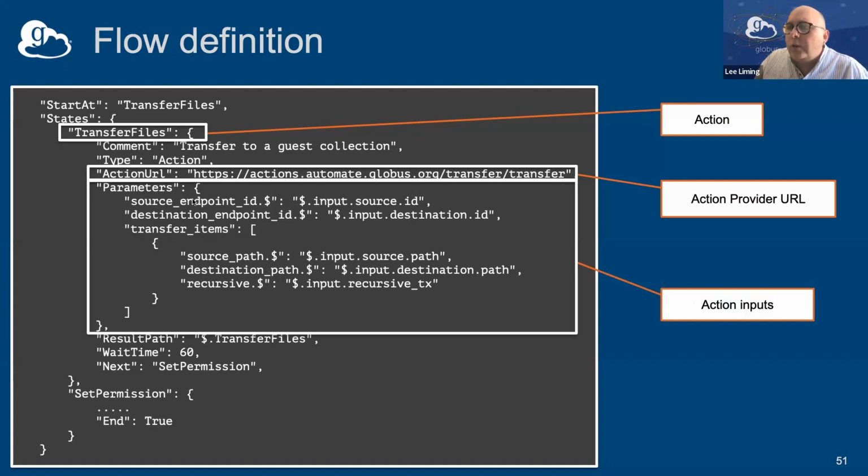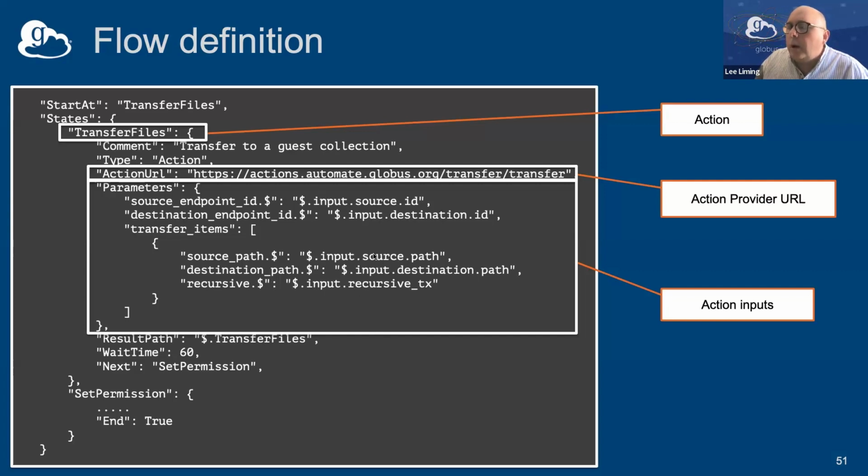In this case, transfer needs a source endpoint ID and a destination endpoint ID and a source and destination path. And then there's one other option that the transfer action provider needs, which is whether this is a recursive transfer or not. In other words, do we transfer all subfolders as well as the one that you're pointing at, or are you only transferring that top level directory? That can be either true or false.